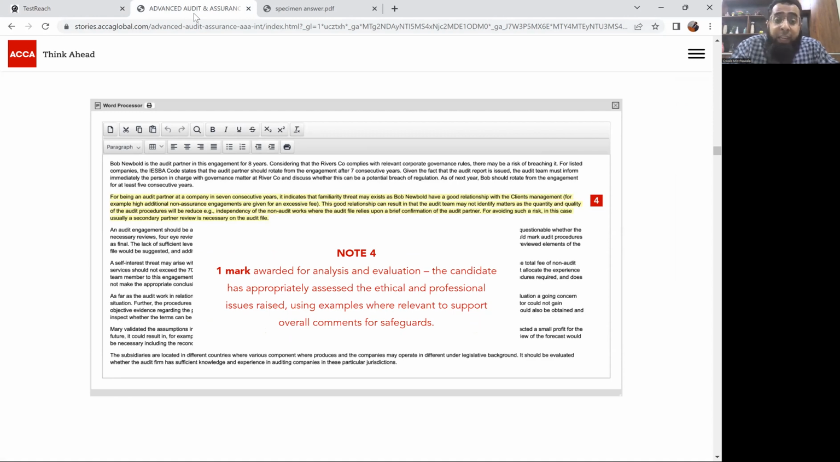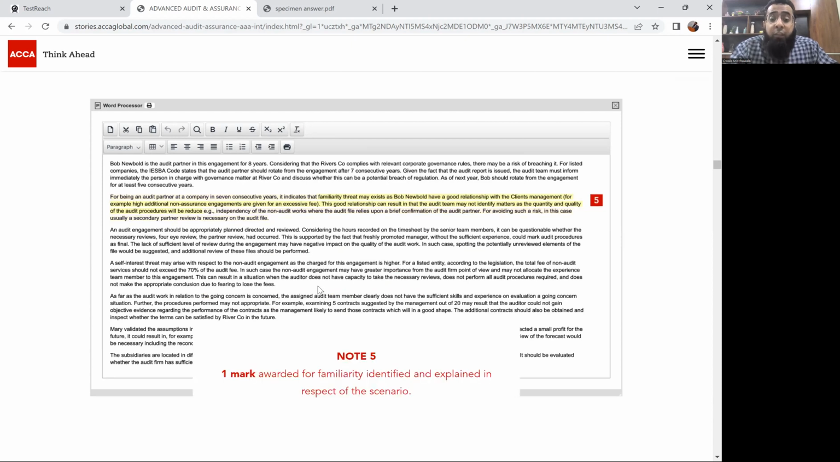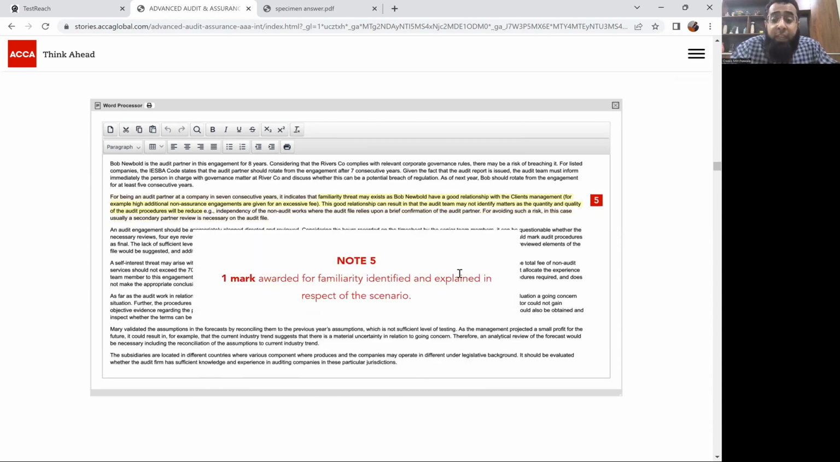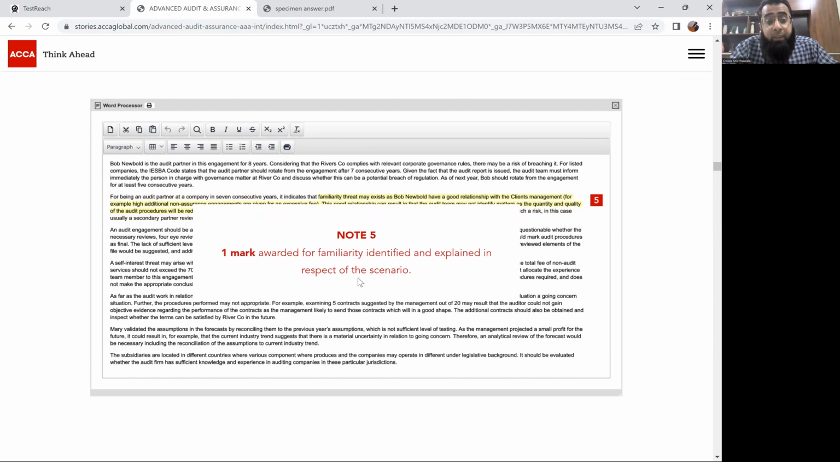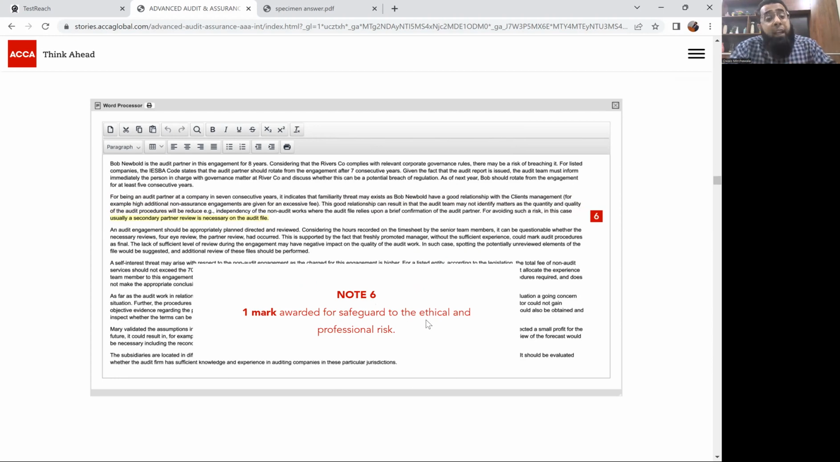Now let's see how many marks are given in this one paragraph. 1 mark is awarded for analysis and evaluation. The candidate has appropriately assessed the ethical and professional issue raised, using examples where relevant to support the overall comment for safeguard. Another mark: 1 mark awarded for familiarity identified and explained in respect of the scenario. So 1 mark for giving proper examples, applying it to the scenario, then 1 more mark for familiarity. Look further. 1 more mark. 1 mark awarded for safeguard to ethical and professional issues.